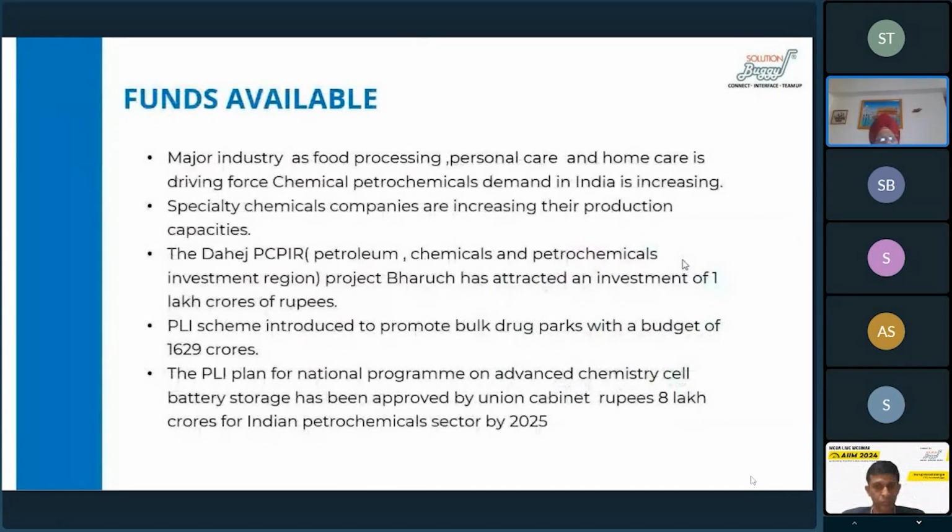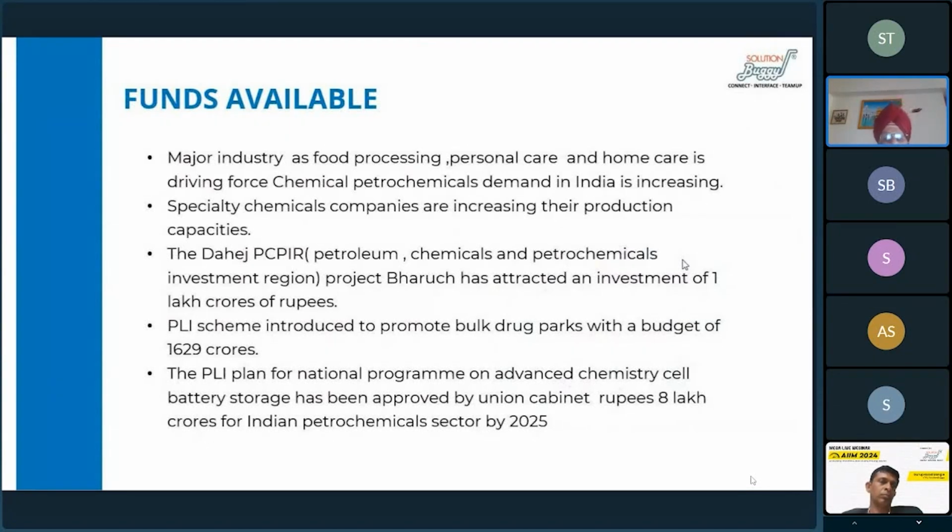Now, coming to all those industries I am talking about, money is required. Funds are required to set up any industry, whether small or big. Major industries, for example food processing, personal care products and home care products, are the driving force for chemical and petrochemical demand in India, which is increasing. Specialty chemical companies are increasing their production capacities. The petroleum project at Bharuch has attracted an investment of 1 lakh crore rupees.